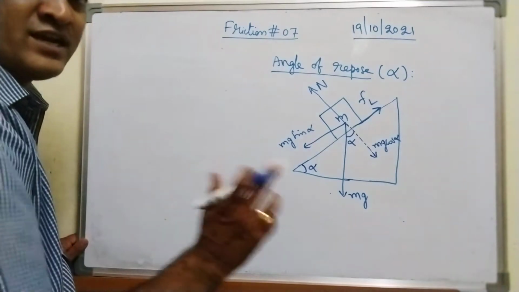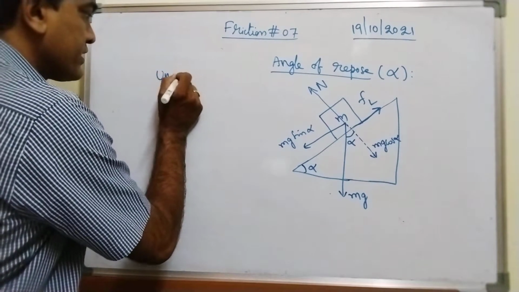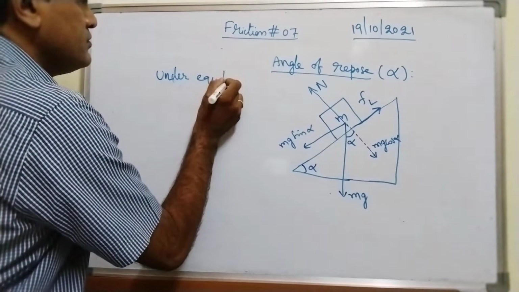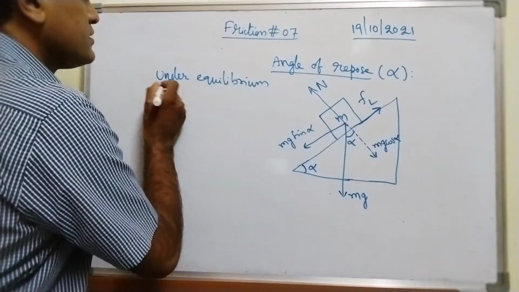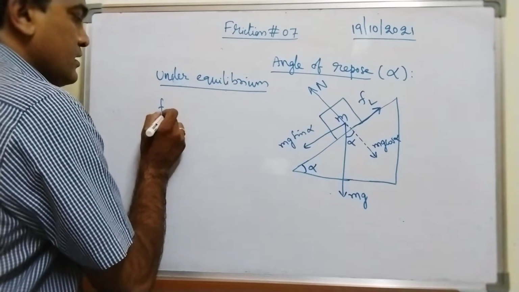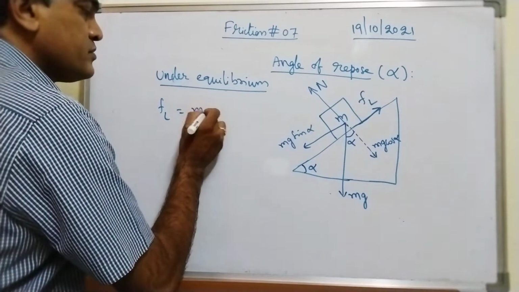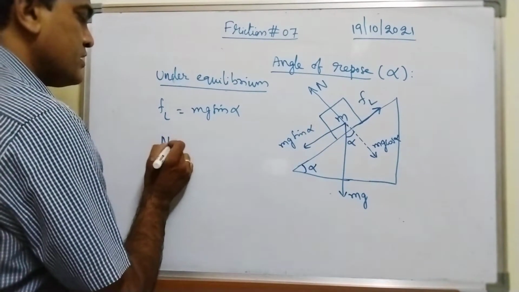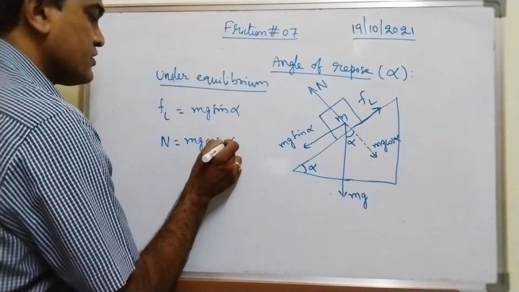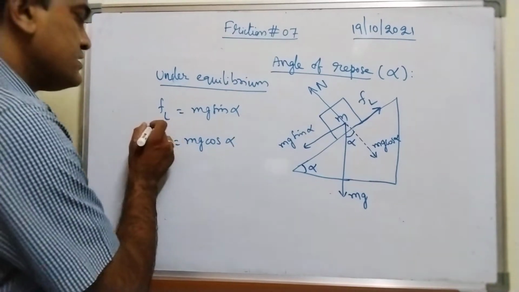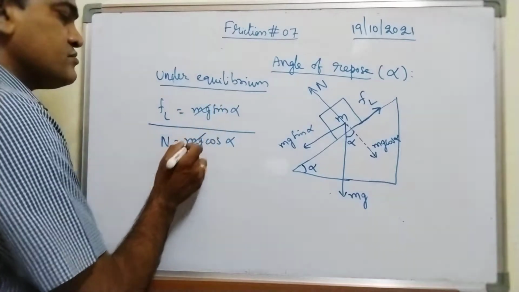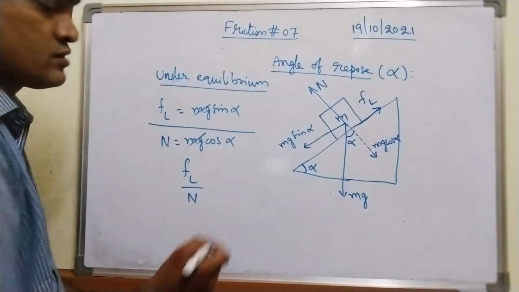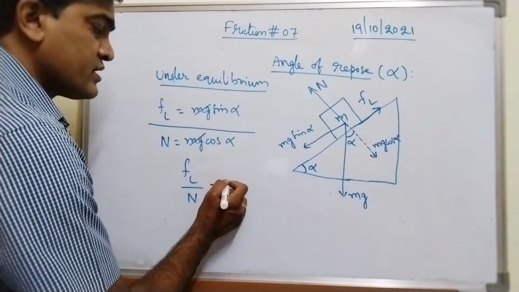As the block is still at rest, under equilibrium I can write: limiting frictional force is balanced by mg sin alpha, and normal force is balanced by mg cos alpha. If I divide these two, mg gets cancelled. Limiting frictional force upon normal force comes out to be sin alpha by cos alpha, which is tan alpha.